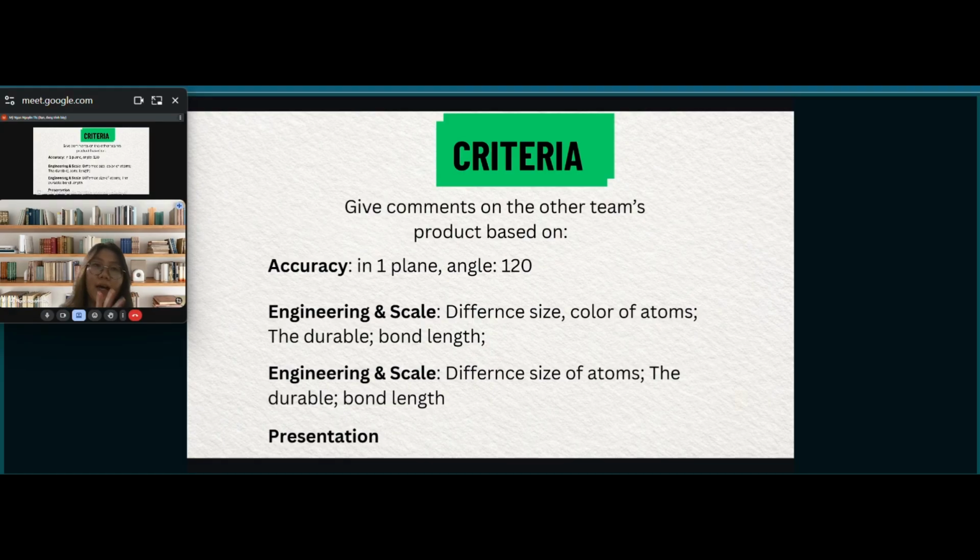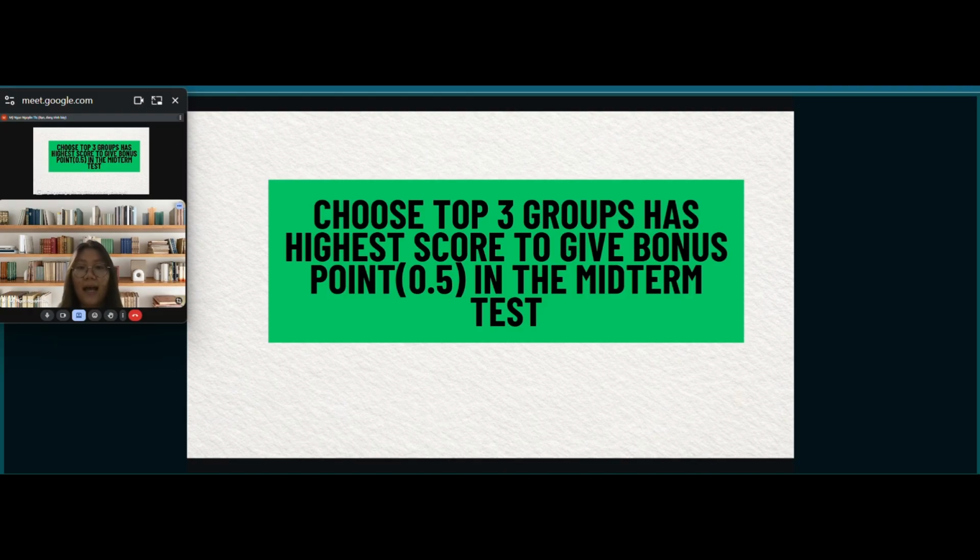Okay, I have heard your comments on each group and the score of each product. So our class had three target scores, right? I will take it, and each group will have a bonus of 0.5 in the test, and the class will tap their hands to congratulate the winner. This is the end of the presentation.